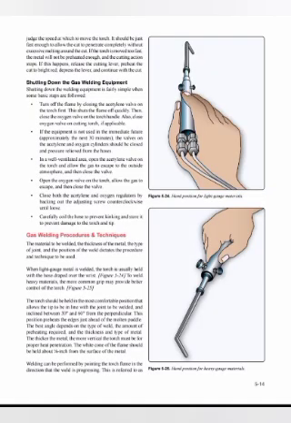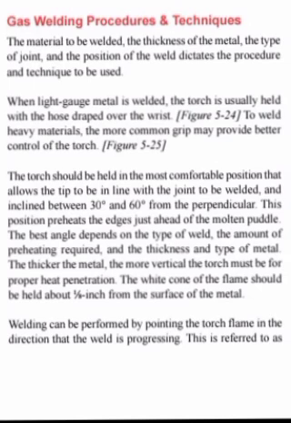Gas welding procedures and techniques. The material to be welded, the thickness of the metal, the type of joint, and the position of the weld dictates the procedure and technique to be used. When light gauge metal is welded, the torch is usually held with the hose draped over the wrist. To weld heavy materials, the more common grip may provide better control of the torch.